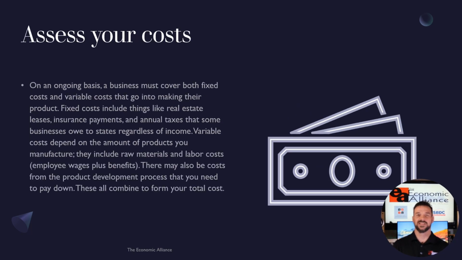Assess your costs. On an ongoing basis, a business must cover both fixed and variable costs that go into making their product. Fixed costs include things like real estate leases, insurance payments, and annual taxes that some businesses owe to states regardless of income. Variable costs depend on the amount of products you manufacture. They include raw materials and labor costs. There may also be costs from the product development process that you need to pay down. These all combine to form your total cost.